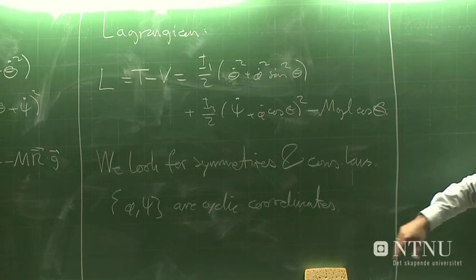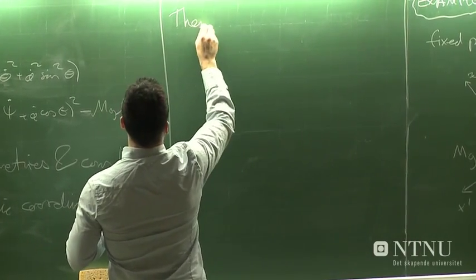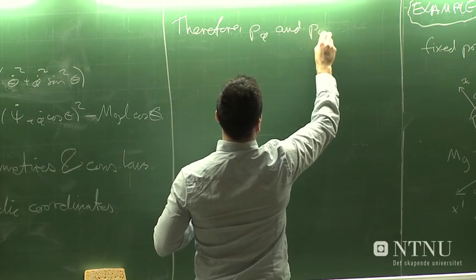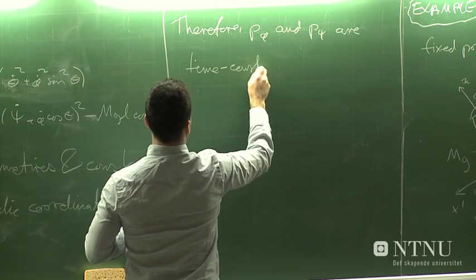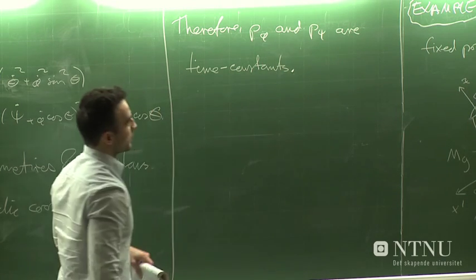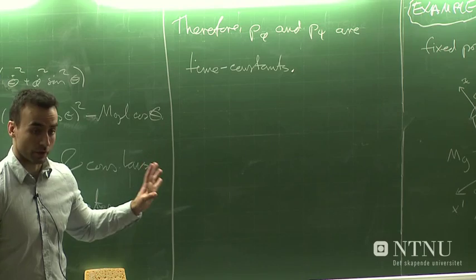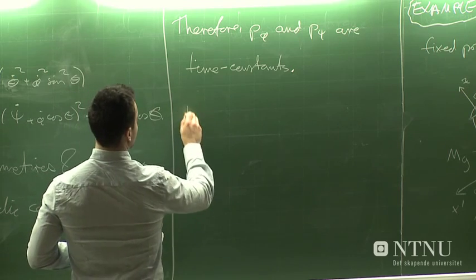And if these are cyclic coordinates, then the associated conjugated or canonical momenta are preserved quantities. So p phi and p psi, defined by the partial derivative of the Lagrangian with respect to the time derivative of the belonging coordinate, are time constants. So let's have a look.